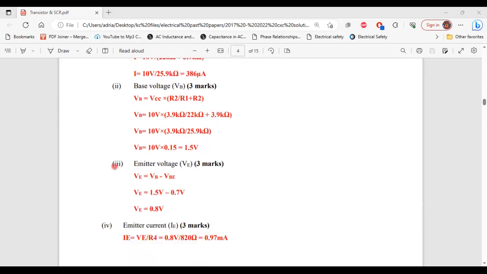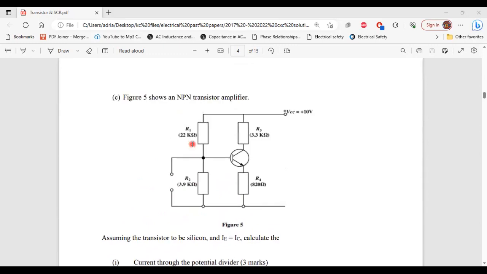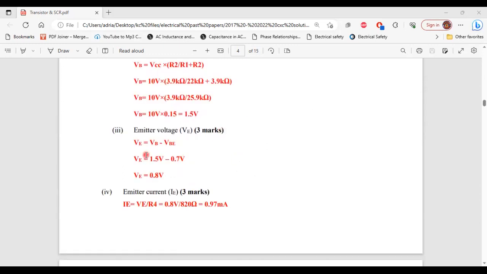For part three, it says to calculate the emitter voltage. Seeing that we have VB, we can calculate VE. Where these questions are concerned, if the voltage for the transistor material, which is VBE, is not given, always assume that it is 0.7. So VE is equal to VB, which we just calculated, minus VBE.